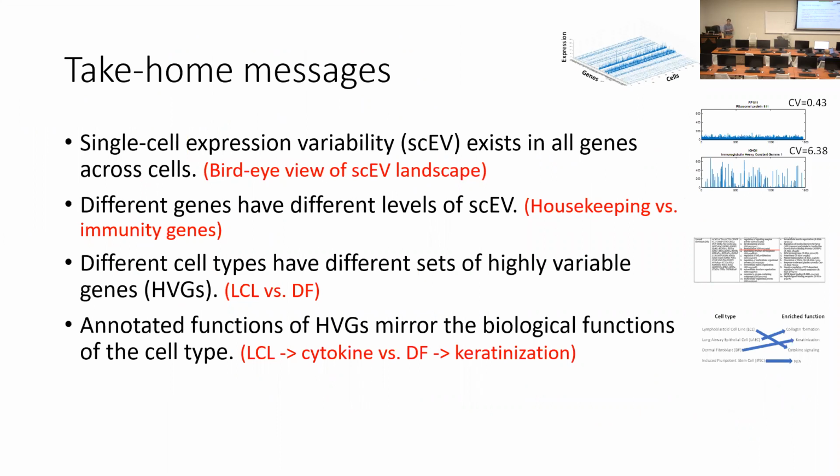Yeah, so the take-home message is that now we can use single cell data to look at the individual cell expression variability. That wasn't possible before single cell data became available. So we should take advantage of this. And most important, it's very useful because different cell types have a different set of highly variable genes. And they are functionally related. That's why it's important. Okay.